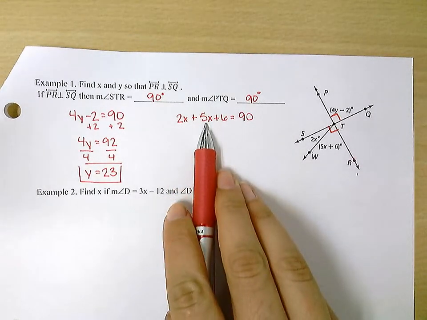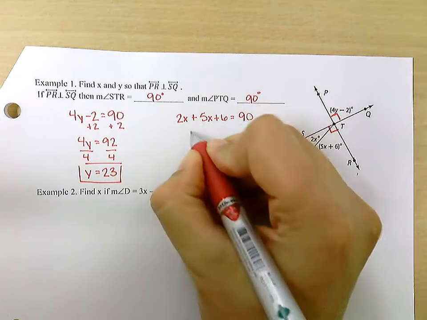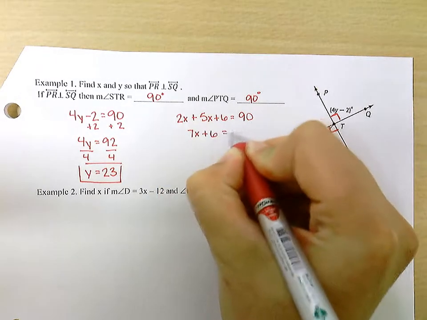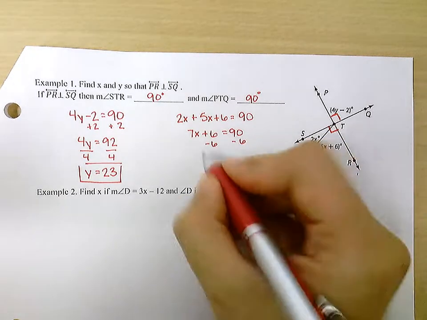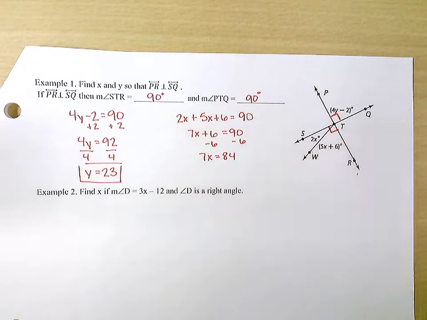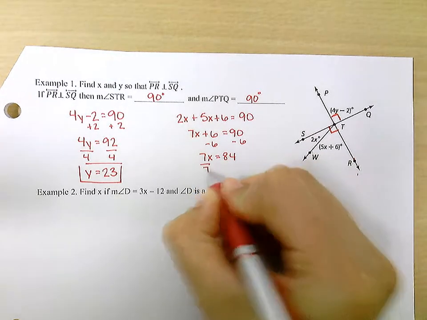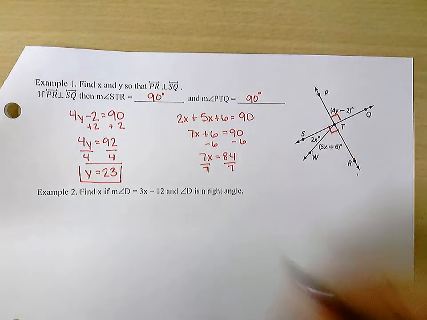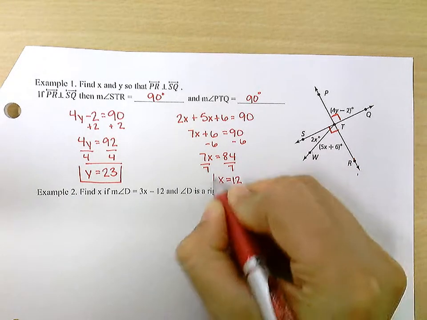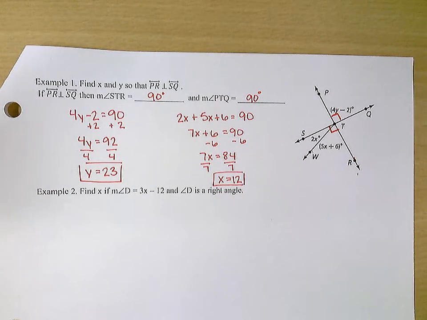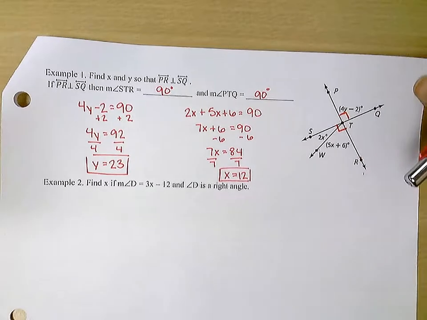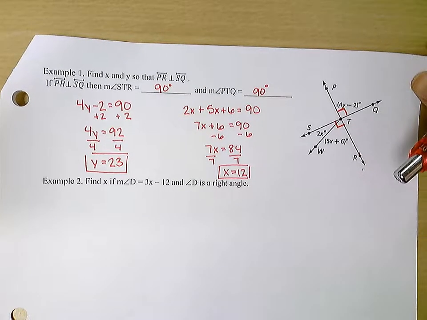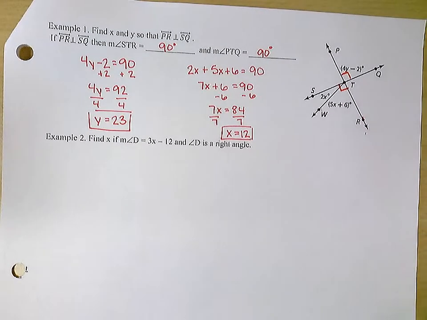From here, I want to combine my like terms on my left-hand side. So 2x plus 5x is 7x. I'm going to subtract 6 from both sides of my equation, and then divide by 7, to get x is equal to 12. Okay, questions on example 1? All right, I want you guys to do example 2.